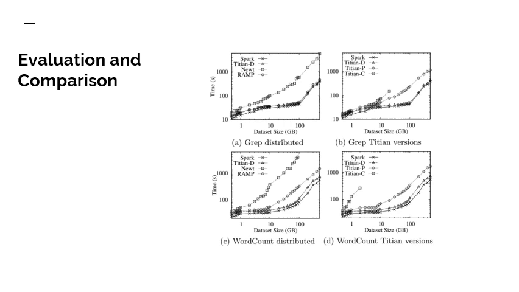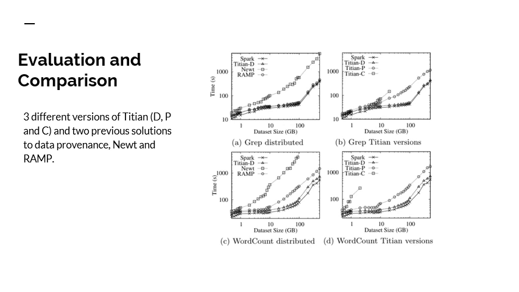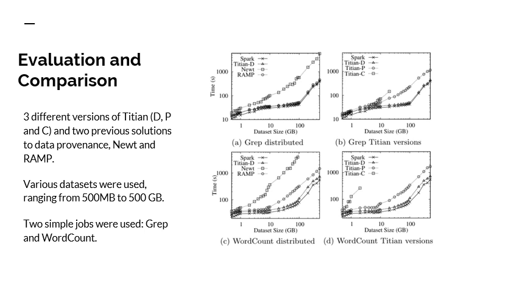Experiments were made using three versions of Titian and 2 previous solutions for bringing data provenance to Spark, named RAMP and Newt. The Titian versions are Titian-D, which stores the data lineage distributed in the block manager local to the capture agent; Titian-P, where all agents, other than the last, propagate data lineage downstream. The final agent stores on the local Spark block manager the complete lineage of each individual data record as a nested list. And finally, Titian-C, whose agents write the lineage data to a central server.